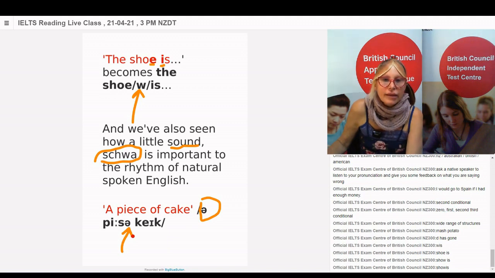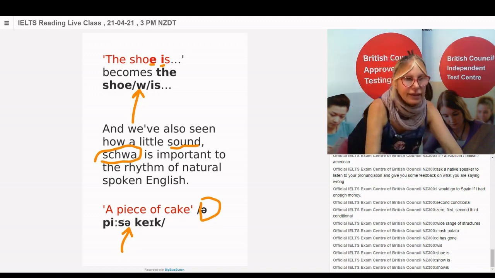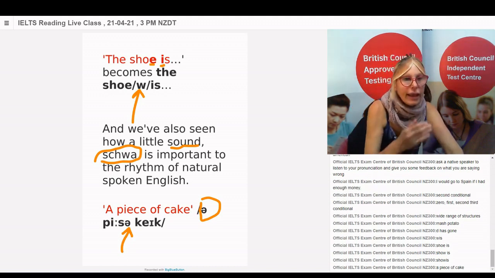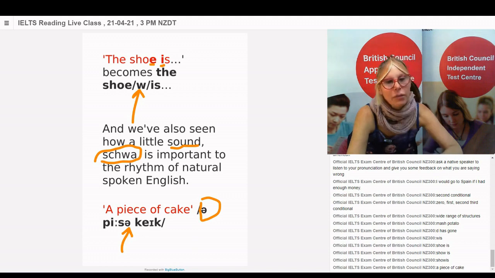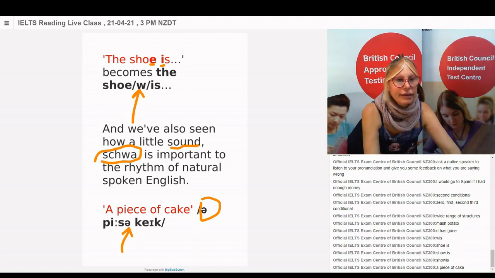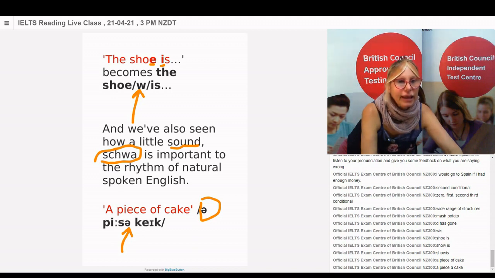And I just want you to listen to how I say this chunk of language. A piece of cake, a piece of cake. I'm saying this, a piece of cake. But I'm not saying a piece of cake, am I? I'm almost saying it like that, a piece of cake. Because that sound with a and of is called the schwa sound, and it sounds the same for a and of, a piece of cake.